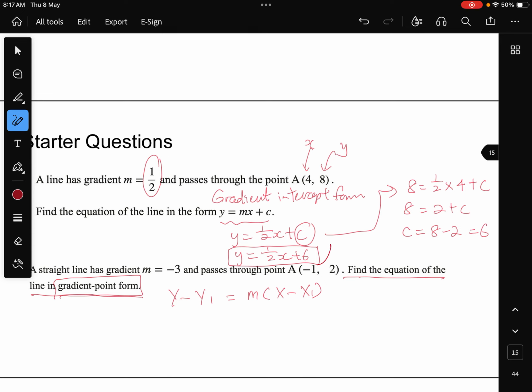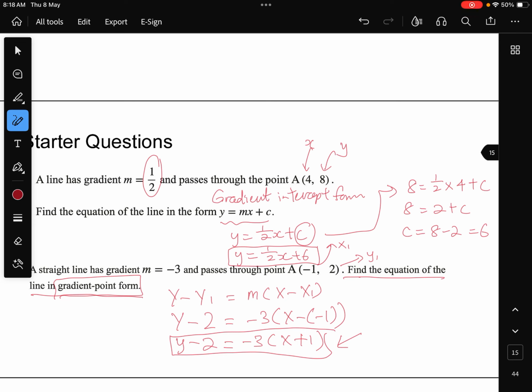So in this case, this will be your x1, this will be your y1. So y minus 2 equal to the gradient times x minus minus 1. If I simplify this, because minus minus gives me a plus, you could just leave your answer like that because the question wants it in the gradient point form. So this would be good enough as the answer. If you simplify, you're going to end up with the gradient intercept form, which is not what the question really wants. So you could just leave the answer like that if it asks for the gradient point form.